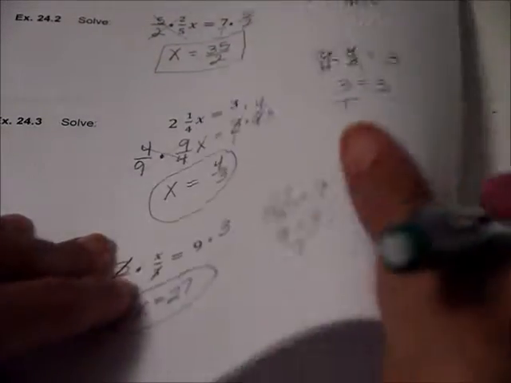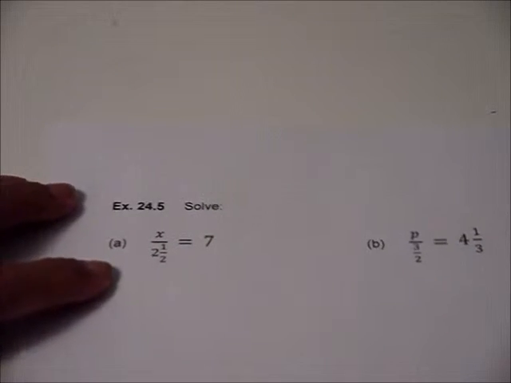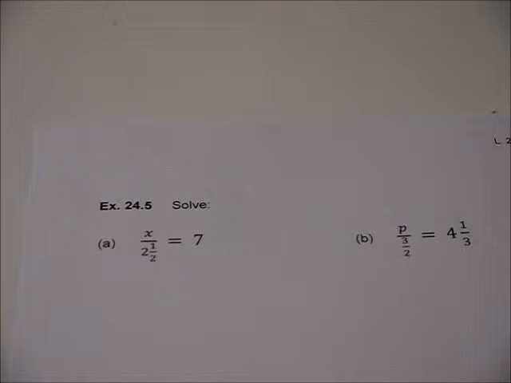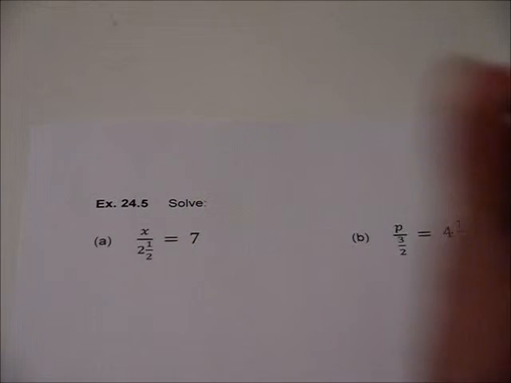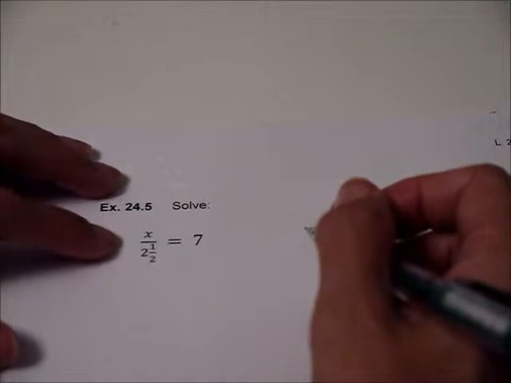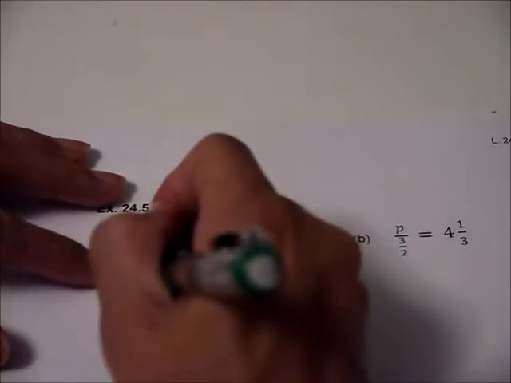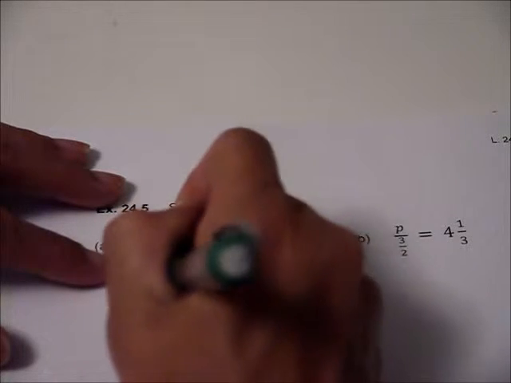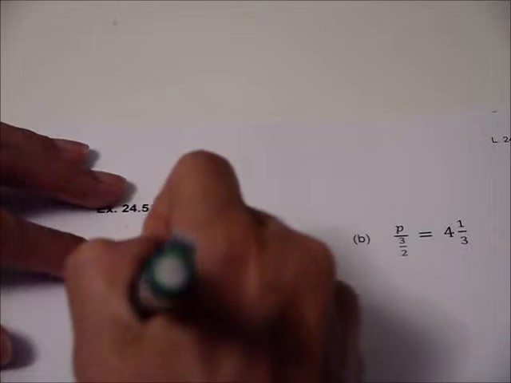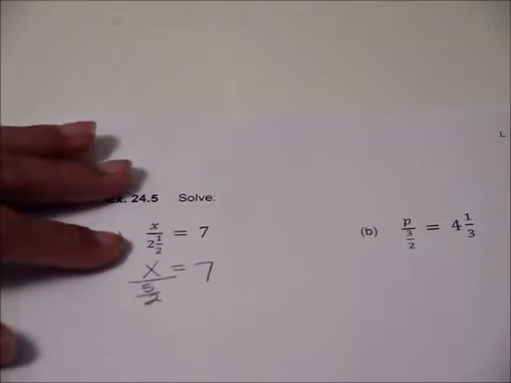And the next page. All right. Good. Now we're getting a little more complex. First, like I said, always turn it into improper fractions. The book does it one way. I might do it a different way, but I'll do it their way, just for fun. So that's going to be x over 5/2 equals 7, right?